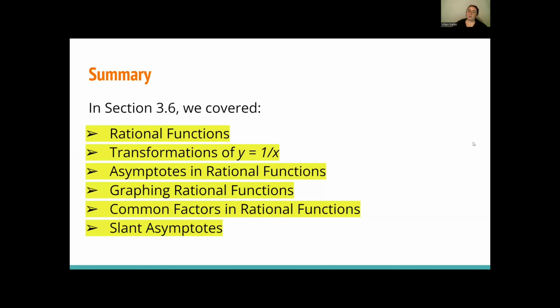So in summary, in section 3.6, we covered rational functions, transformations of y equals 1 over x, asymptotes in rational functions, graphing rational functions, common factors in rational functions, and lastly, slant asymptotes. I switched some stuff around a little bit there, but you get the point. All right, that wraps up section 3.6, and I'll see you again in the next one.